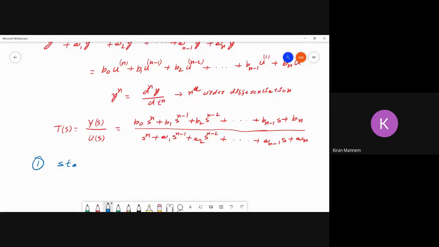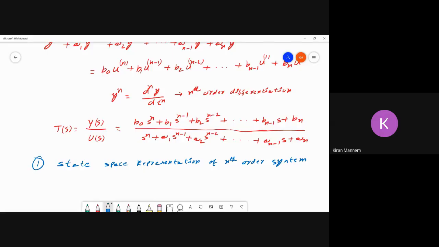Let us look at the state space representation of an nth order system in which the forcing function does not involve its derivative terms.